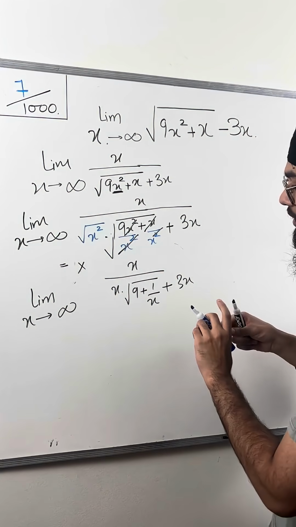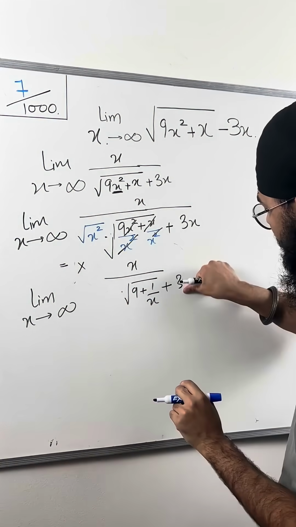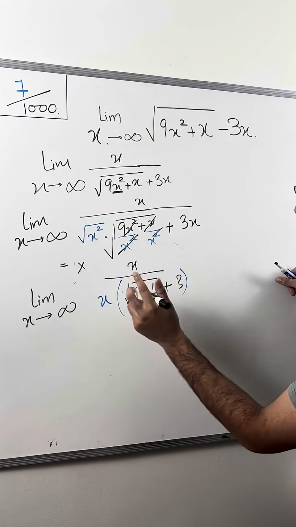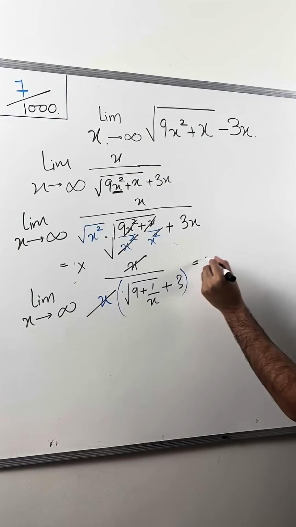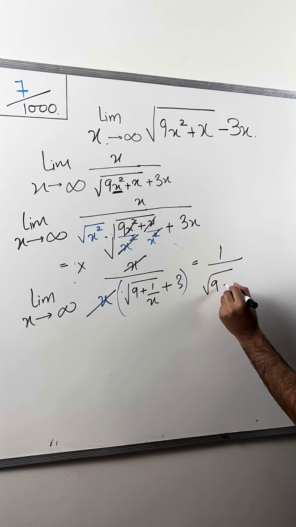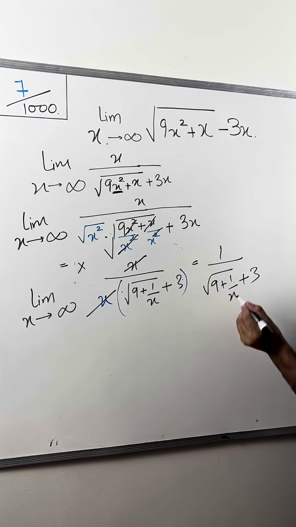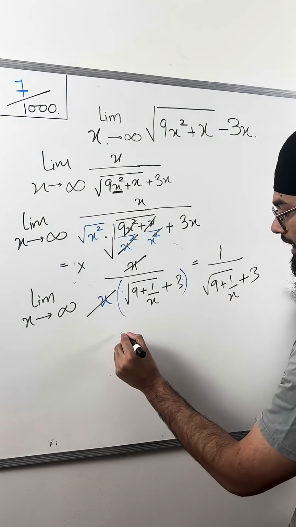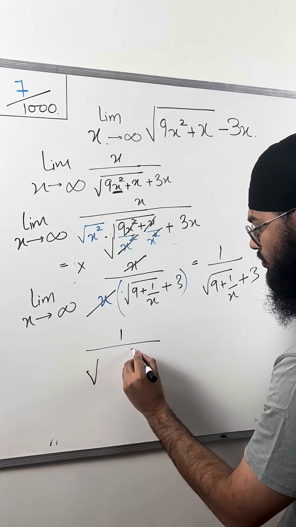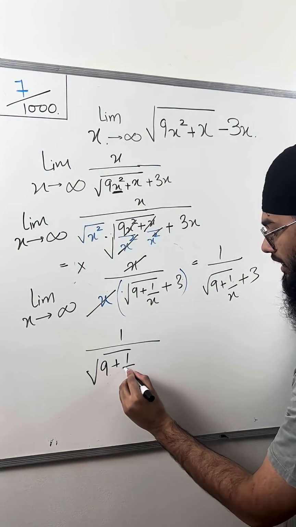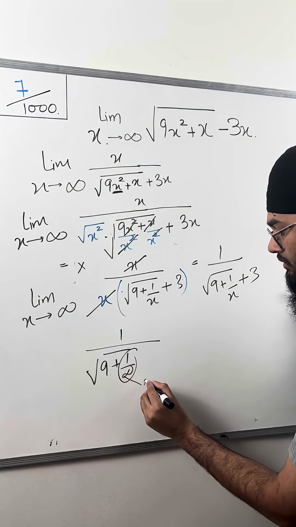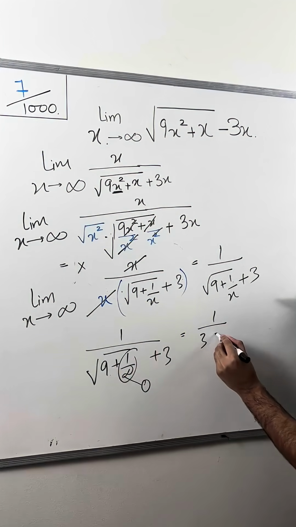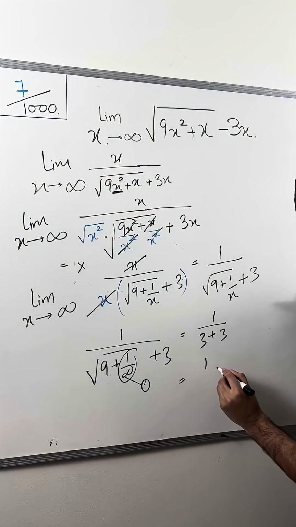If I factor it out, the x goes from here, and I can write it outside. Now I can cancel out these x's, and I have 1 over square root of 9 plus 1 over x plus 3. Now let's plug in the value of x in our fraction, and we get 1 over square root of 9 plus 1 over infinity, which goes to 0, plus 3, which is 1 over root 9, which is 3, plus 3. So our final answer becomes 1 over 6.